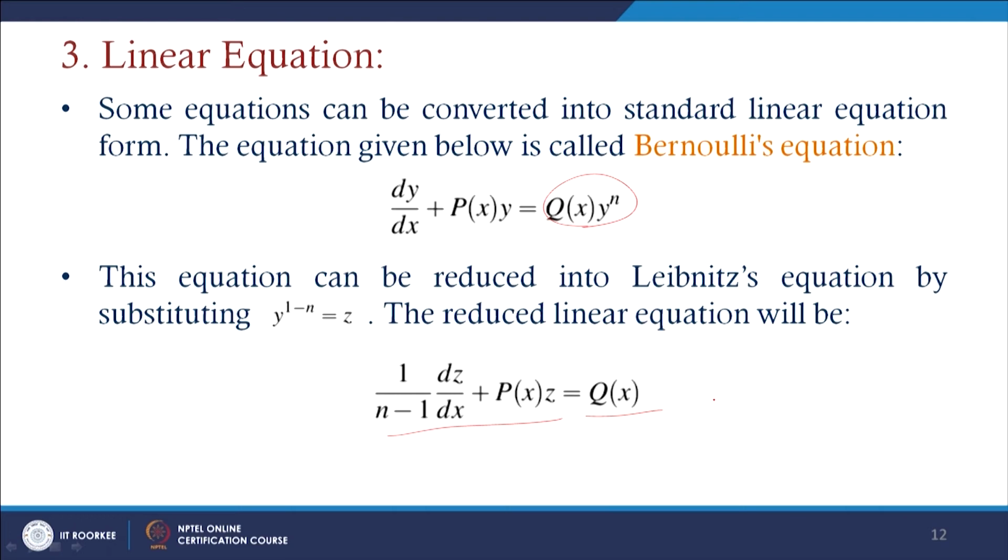If you see directly, we can reduce this equation as 1 by y to the power n dy by dx plus p(x) y to the power 1 minus n equals q(x). And especially if you put y to the power 1 minus n as z, then this is p(x) z, this is q(x), and this will be the reduced equation in z.